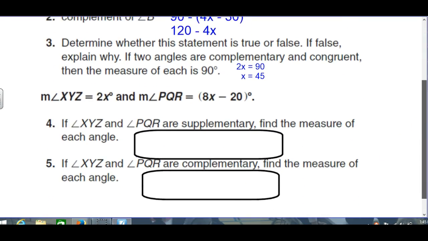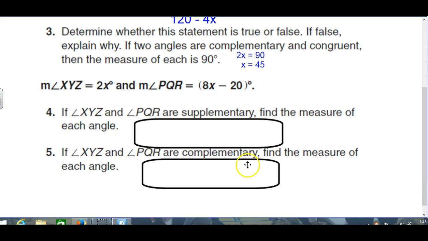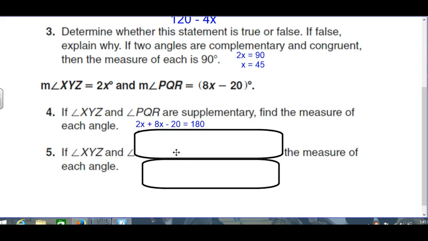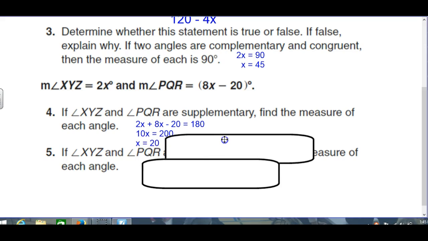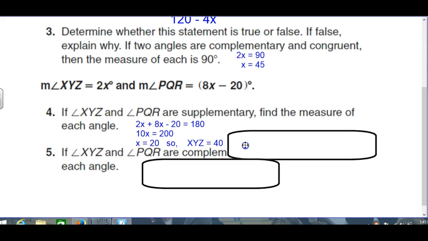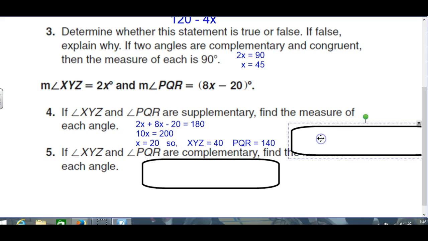Okay, hopefully you went down and worked on these as well. So if these two angles are supplementary, then when you add them, you get 180 degrees. x equals 20. Okay, you had to find the measure of each angle. So plug it in. 2 times 20 is 40 degrees for the first angle, and I don't have a symbol for this on my keyboard, so you should have a little angle sign here. 40 degrees, and angle PQR would be 140 degrees.